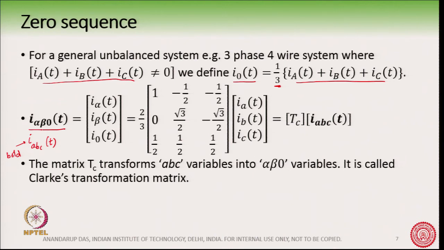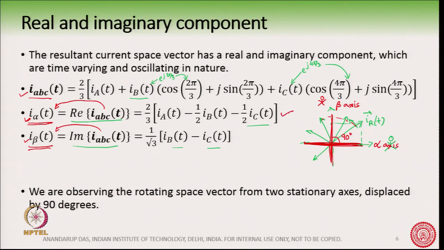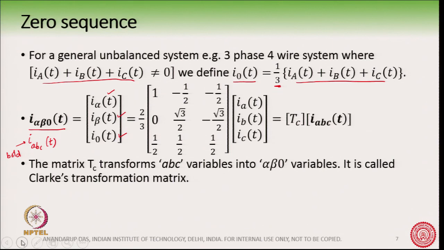So, what is this I alpha beta 0? It has this I alpha, I beta and I0. What are they? In the previous slide, we have found I alpha(t) as this one, I beta(t) as this one, and I0 is this one. So, I can write it in a matrix form. This is a much more compact form, where I write I alpha as IA times minus half IB plus minus half IC, times 2 by 3 at the outside of the matrix. Similarly, I beta I can write as 0, root 3 by 2, minus root 3 by 2. So, it is basically root 3 by 2 (IB minus IC) times 2 by 3, and of course, 1/3 (IA, IB, IC) for I0.